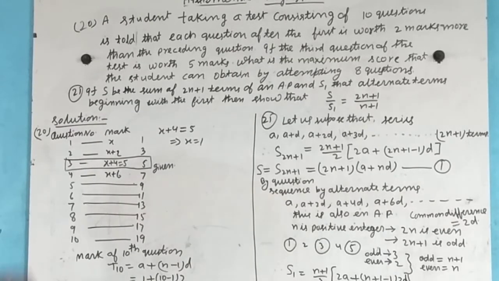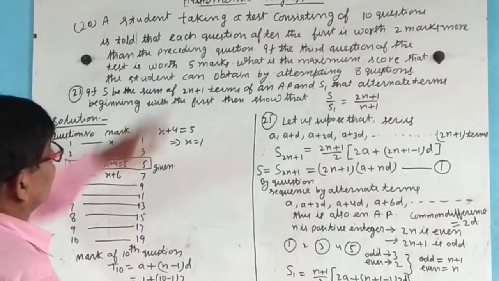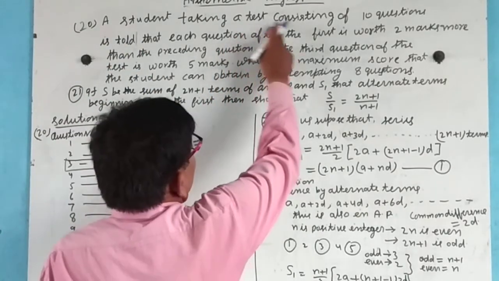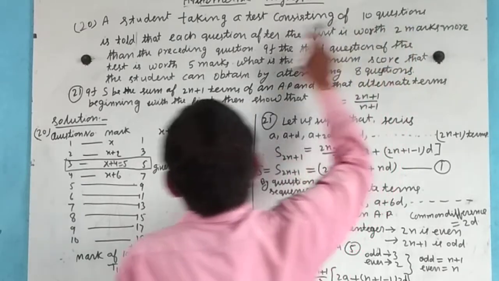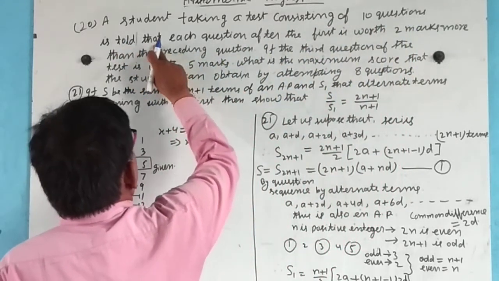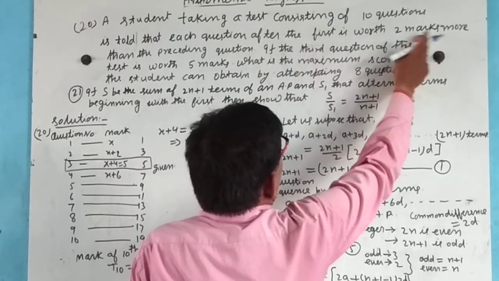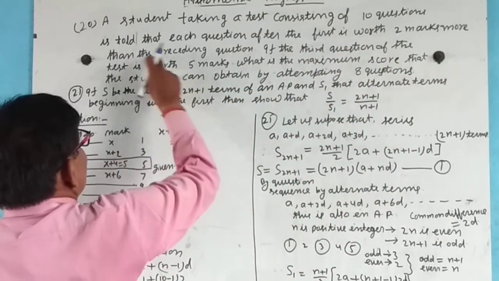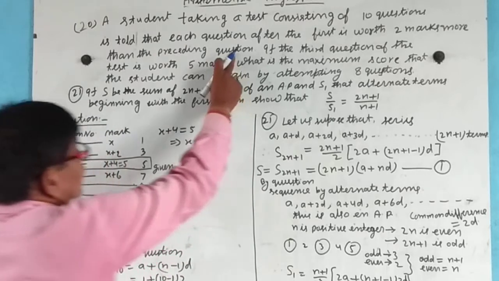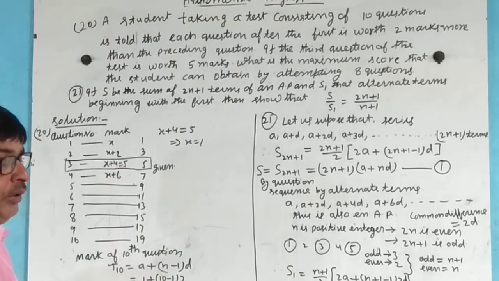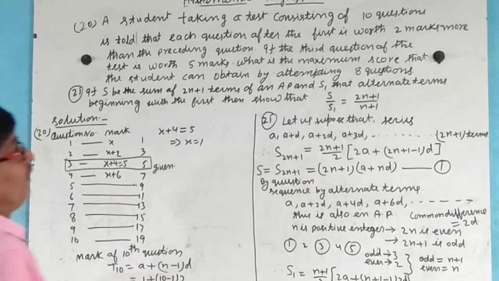Now question number 20. A student taking a test consisting of 10 questions is told that each question after the first is worth 2 marks more than the preceding question. It means that the marks of the questions keep increasing by 2. If the first is 1 mark, then the second is 3, then 5, and so on.